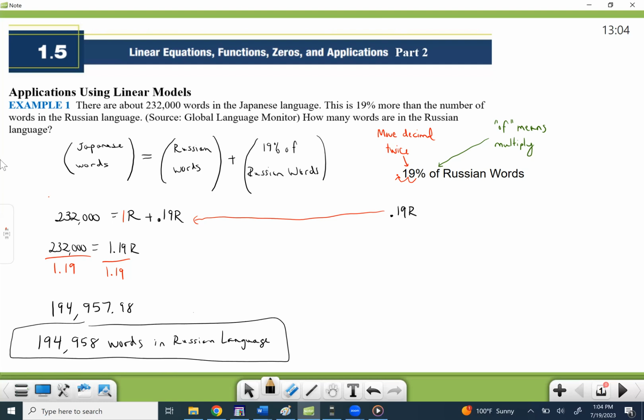Okay, so we read it like 5 times, however many times it takes for you to digest it. We went with English first. Like, okay, well, the Japanese words, it's going to be the Russian words plus some. It's going to be the Russian words plus 19% of the Russian words. Then after we got English, we turned it into math, right? By plugging in what we know. Do we know the Japanese words yet? Do we know the Russian words? Nope. Okay, variable. All right, and then we chose a good variable. Hey, R for Russian words. Okay, and then we just solved the equation.